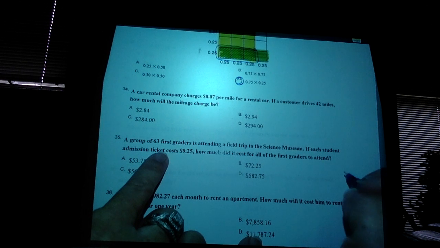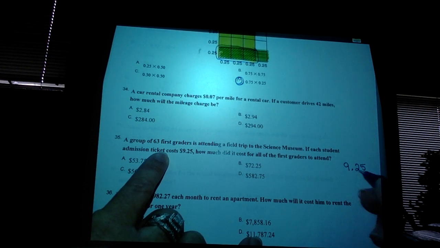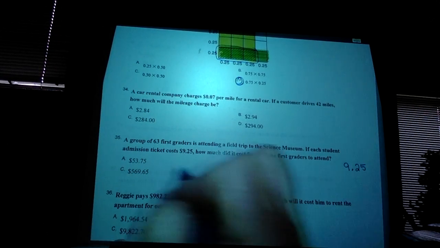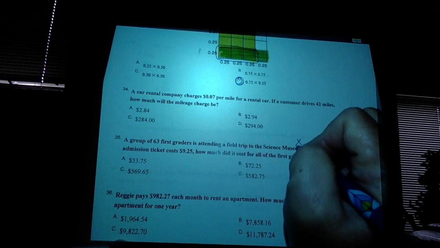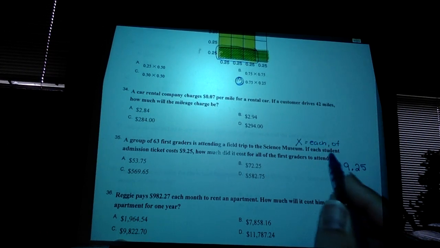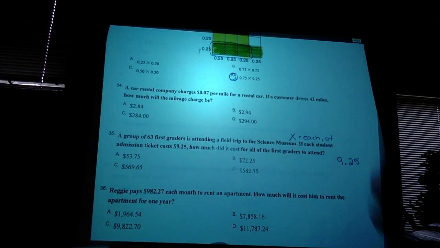It says a group of 63 first graders are going on a field trip. Each ticket costs $9.25. Remember, each ticket. And of is also a word. Of these students, that means we're going to times. Remember? All right, and then we're going to times it by 63. 3 times 5 is 15. 3 times 2 is 6, plus 1 is 7. 3 times 9 is 27.